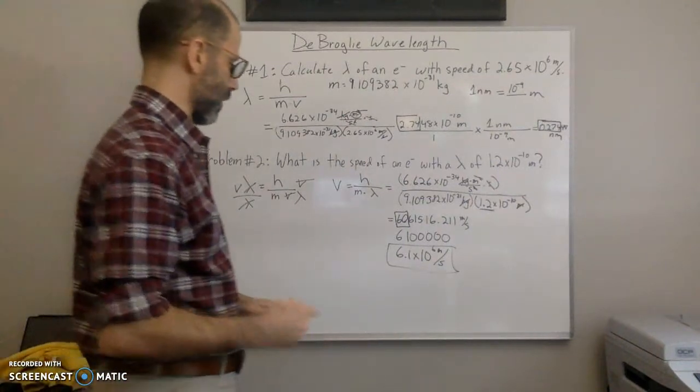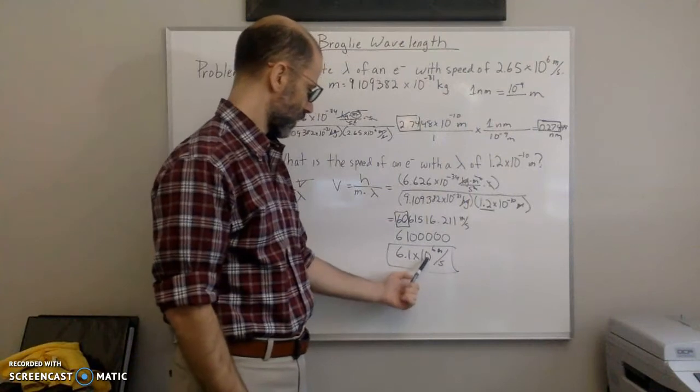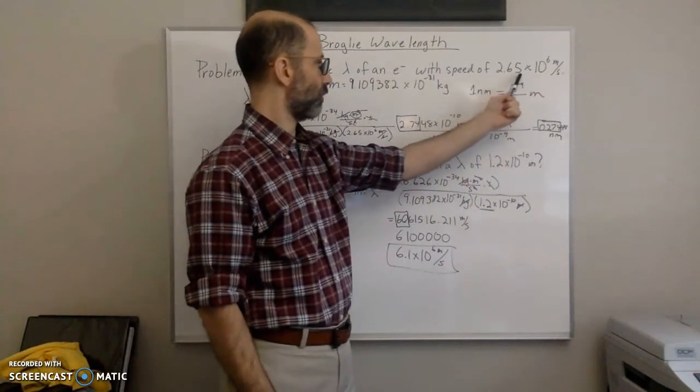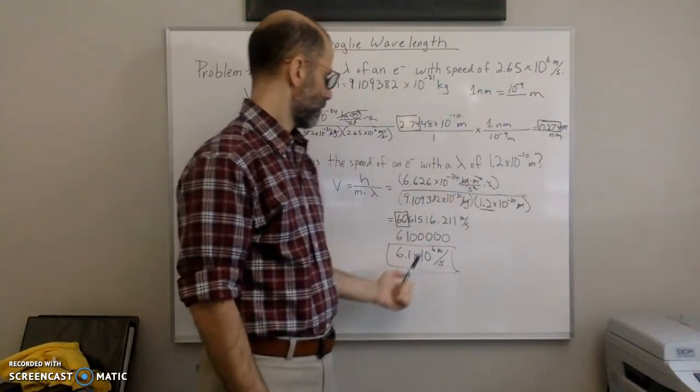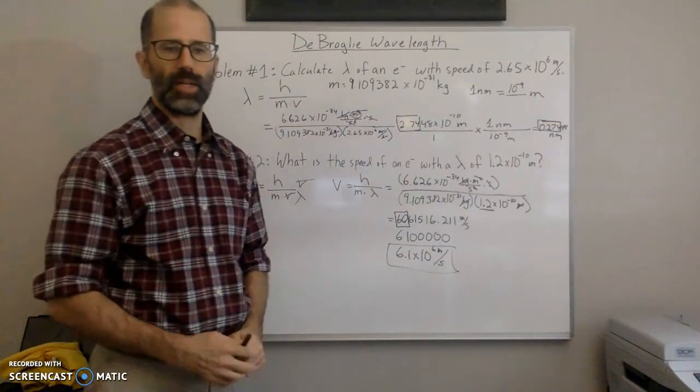And you'll notice that my prediction is correct, that 6.1 times 10 to the 6 is the same magnitude as 2.65 times 10 to the 6. So this would be the speed of this electron.